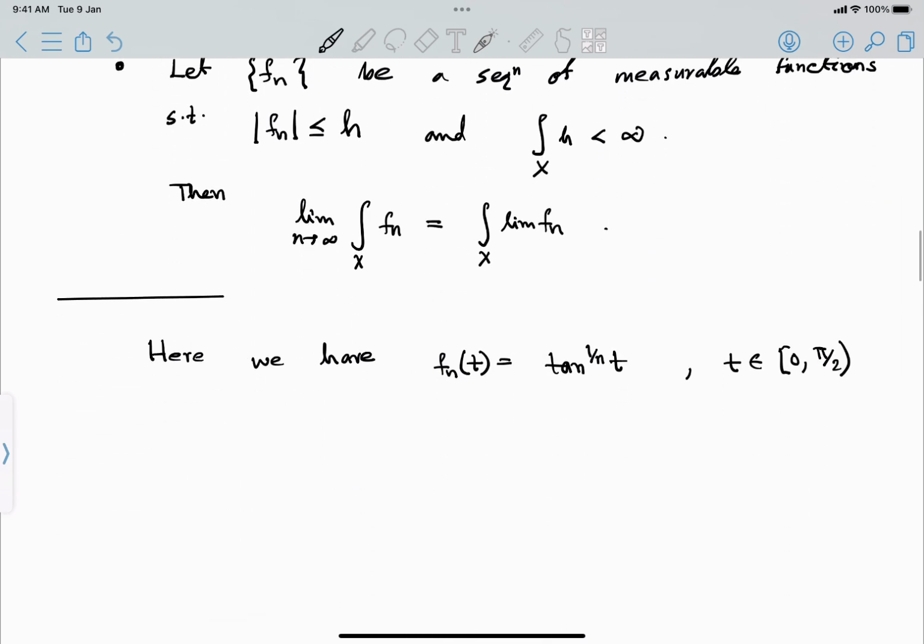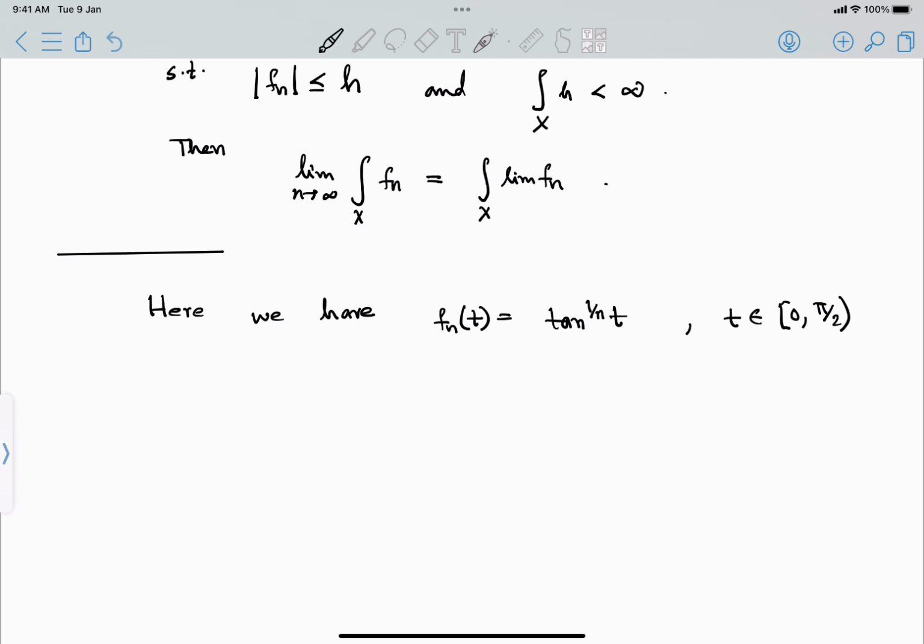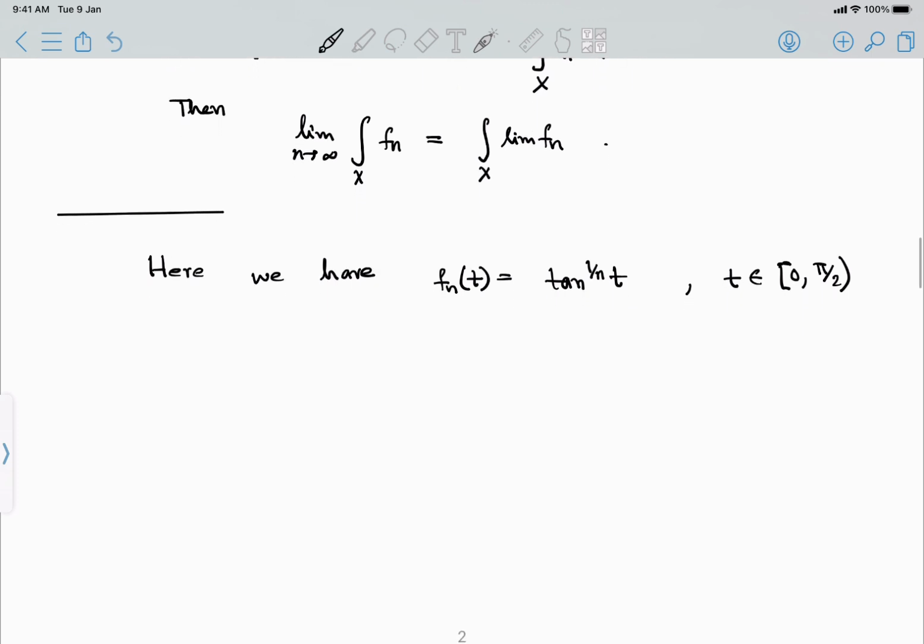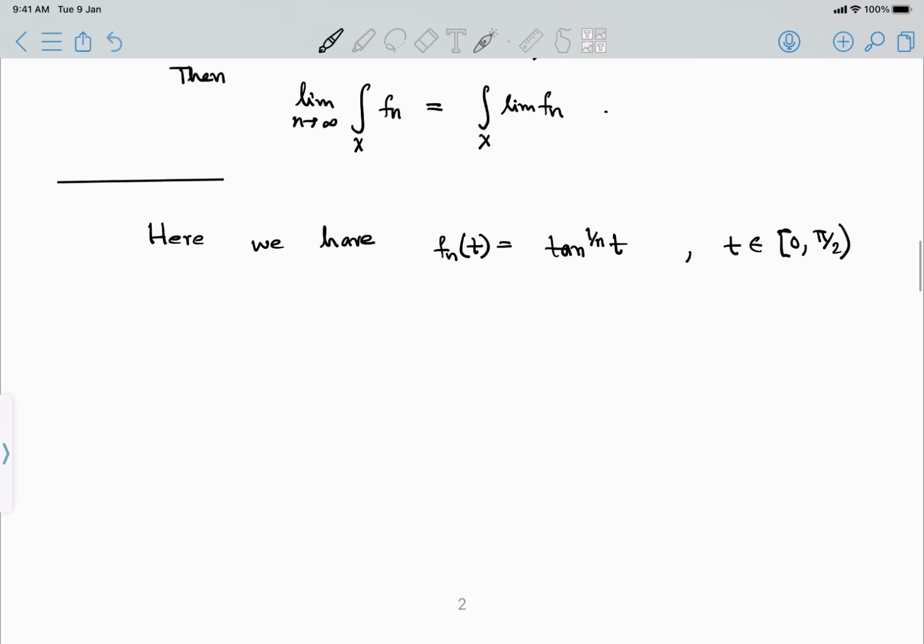At pi by 2 this is not well defined, but the integral does not depend on one point, so tan t is defined on 0 to pi by 2. So we want to dominate this fn(t) by some function h which is integrable, right? Note that this is for n bigger than or equal to 2. So how does tan t look?